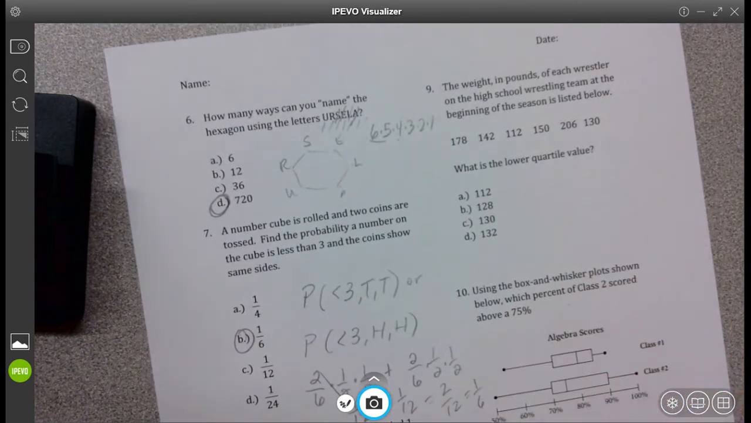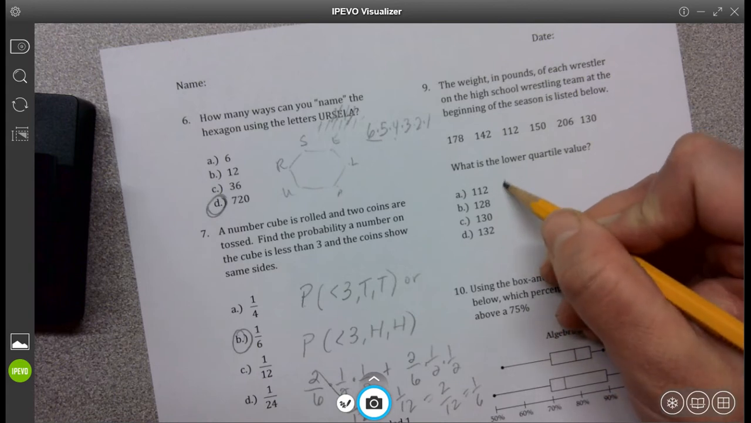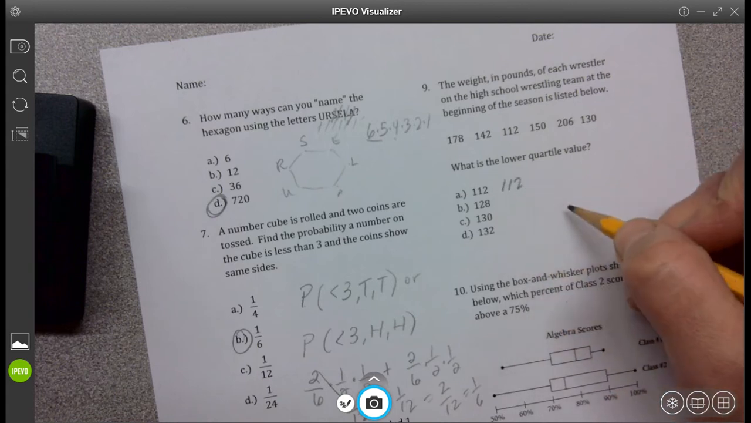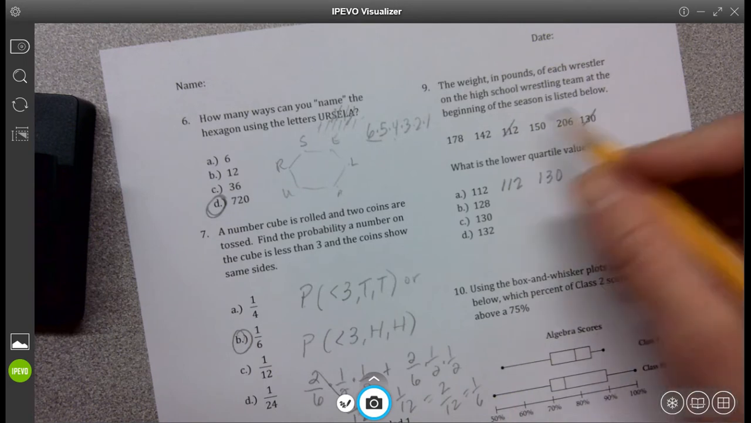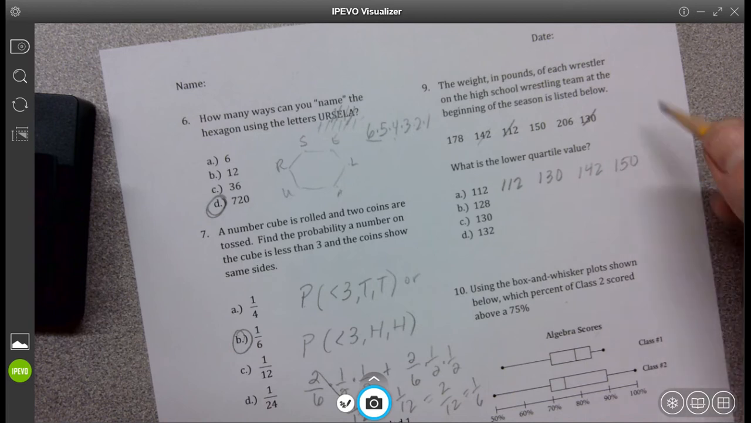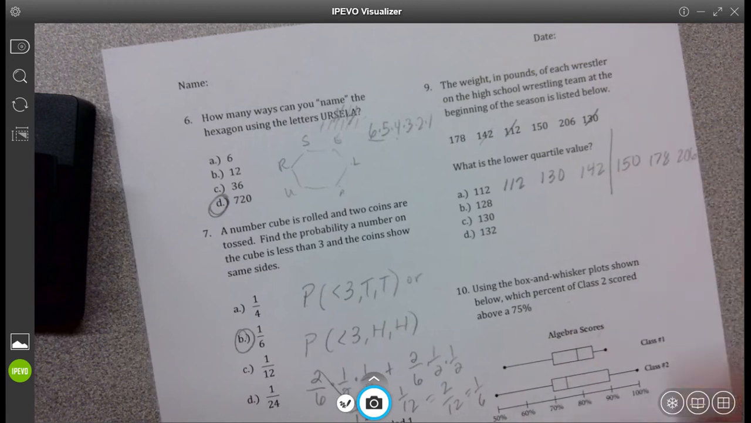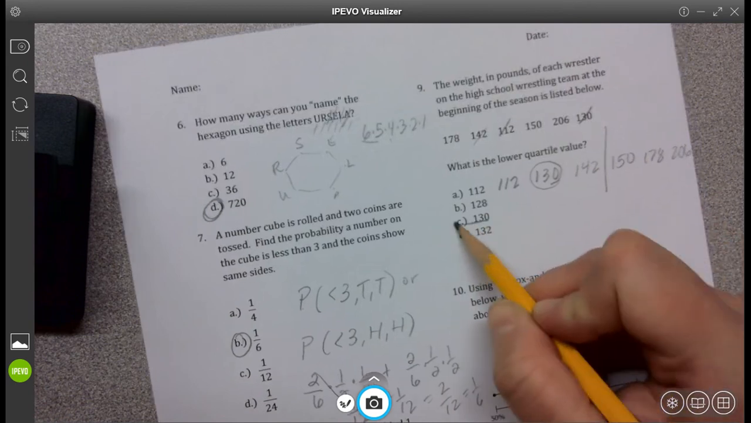Number 9, the weight in pounds of each wrestler on a high school wrestling team at the beginning of the season is listed below. What is the lower quartile value? So we have to arrange them in order. 112, 130, 142, 150, 178, 206. Okay, here's the middle. The lower quartile is the median of the lower 50%. So it's C.